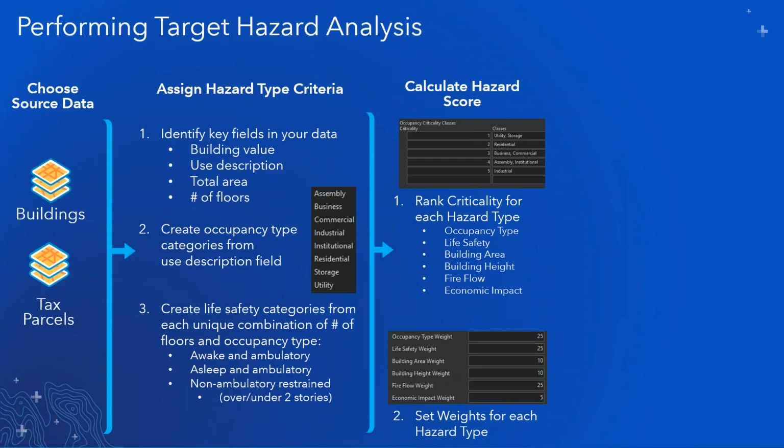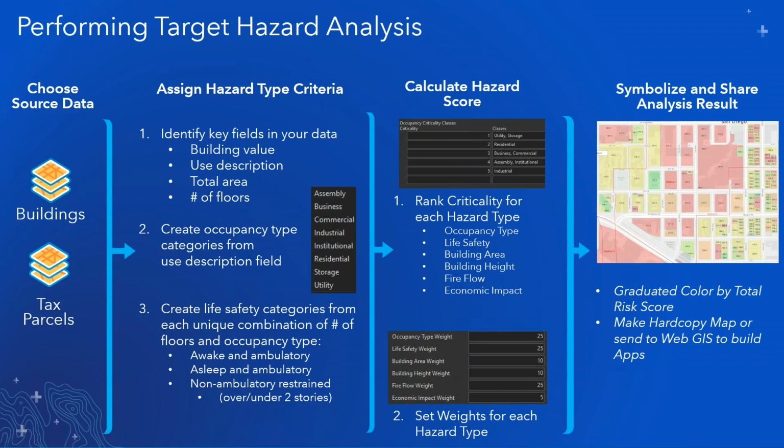Once we have that done, then we can set the weights for each type of hazard. So you can see here down at the bottom, we have the occupancy type set to 25% of the total and the economic impact set to 5. So you can decide how you want to weight these and how you want to assign your criticality scores. Once you've done the scoring, then you can symbolize the results of it.